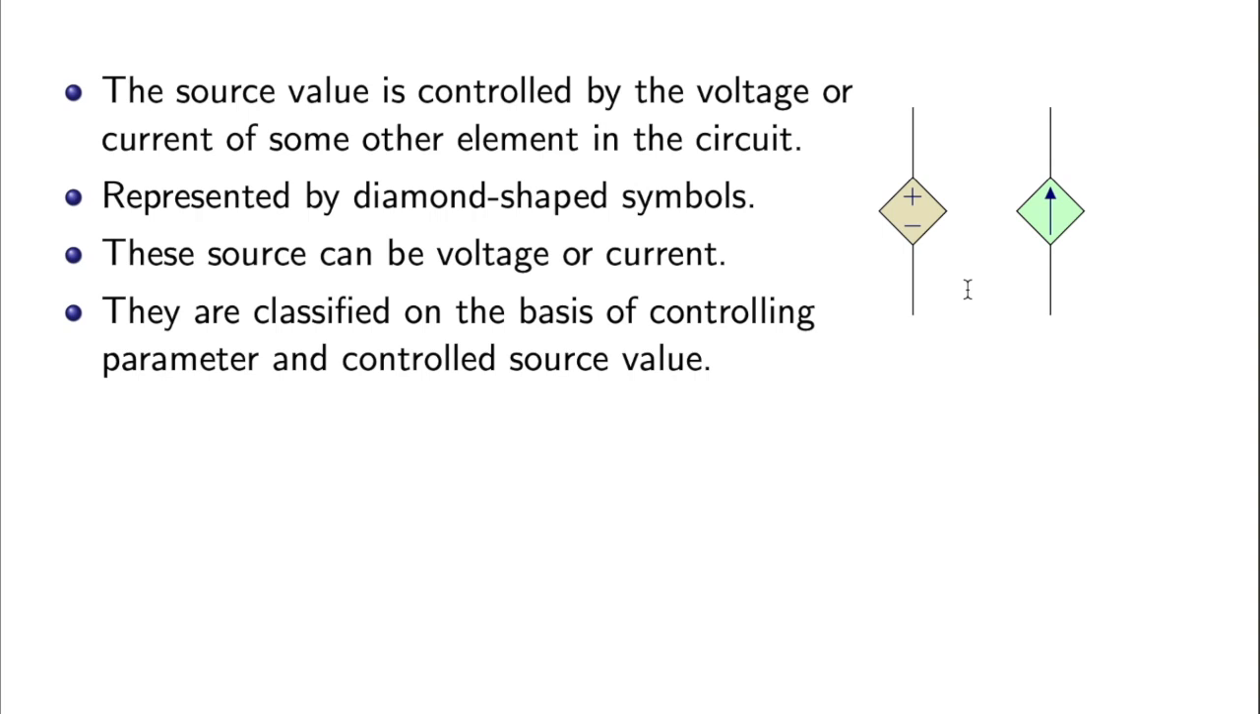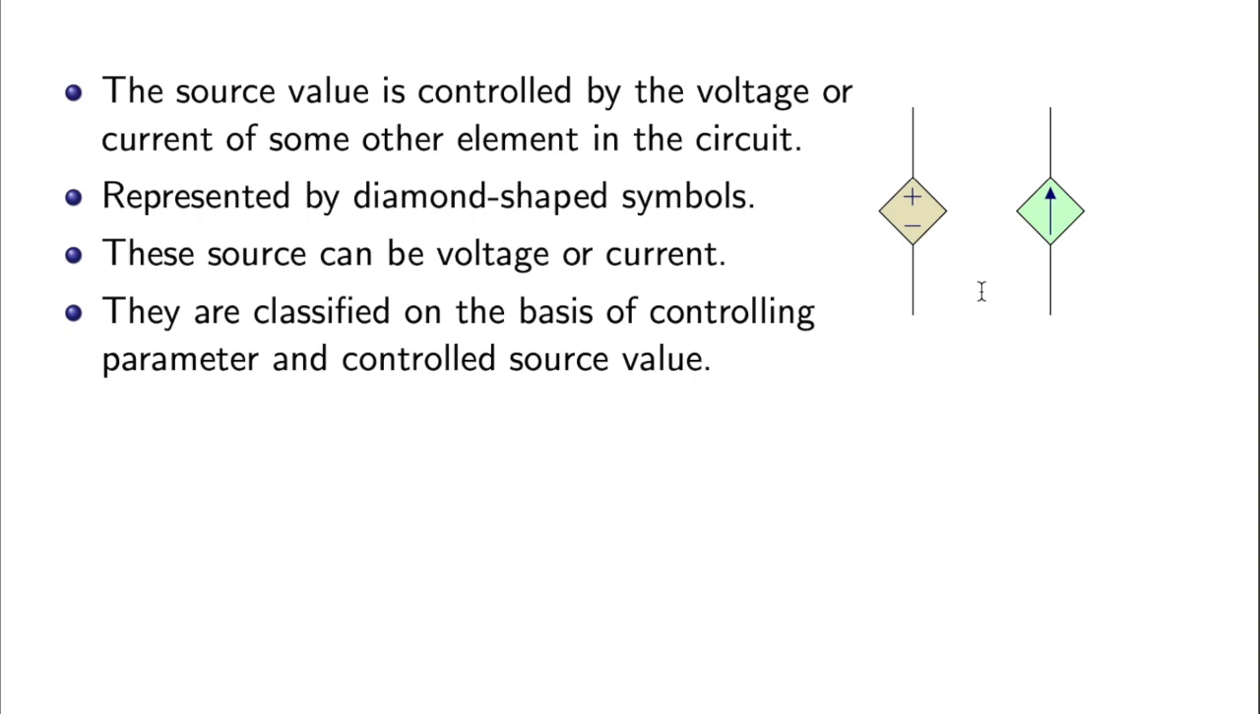Having gone through the ideal and the practical sources, now I am introducing the controlled sources. First of all, there is a difference in the representation. They are represented by a diamond shape arrangement. If a plus-minus is indicated, it represents a voltage source. If there is an arrow, it represents a current source.